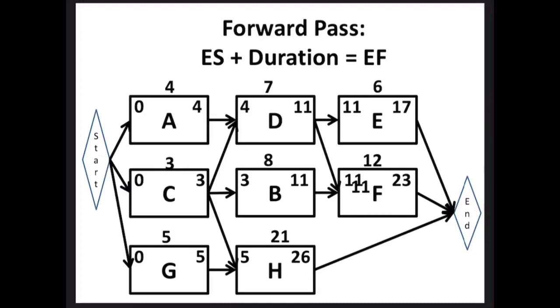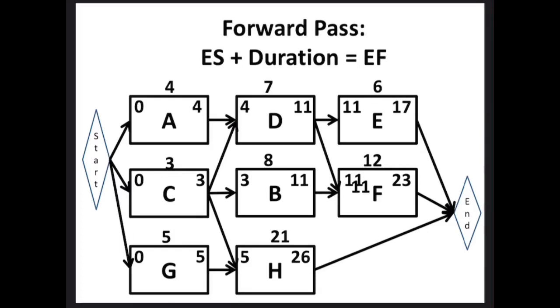Let's look at activity D as in David. There are 2 activities that have to finish before D can start. Those 2 are activity A and activity C as in Charlie. What does that mean? That means that we have a convergence and we need to pick what is going to be the early start for D. Going forward, we're taking the bigger number.